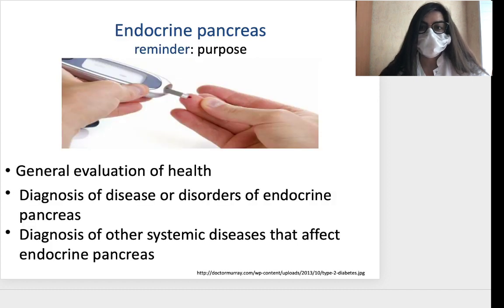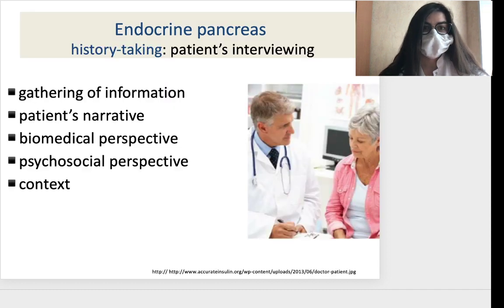The purpose of investigation of a patient with endocrine pancreas disorders is general evaluation of health, diagnosis of disease or disorders of the endocrine pancreas, and diagnosis of other systemic diseases that affect the endocrine pancreas. What are we interested in from patient interviewing? Gathering of information: the patient's narrative, biomedical perspective, psychological perspective, and context.